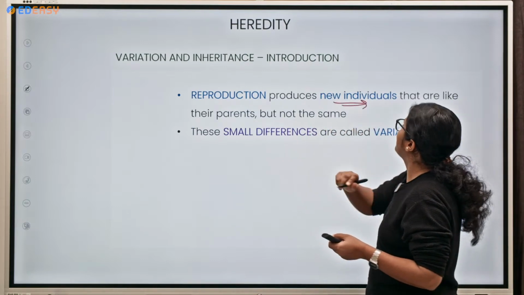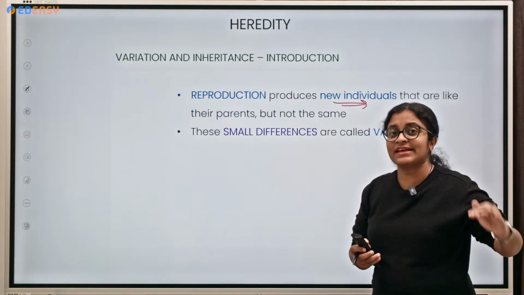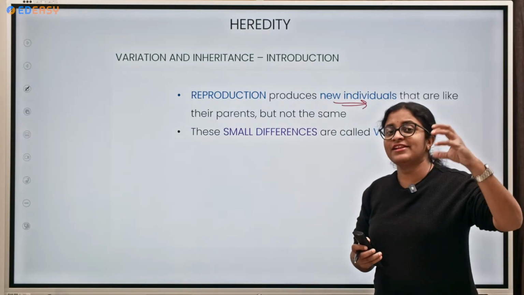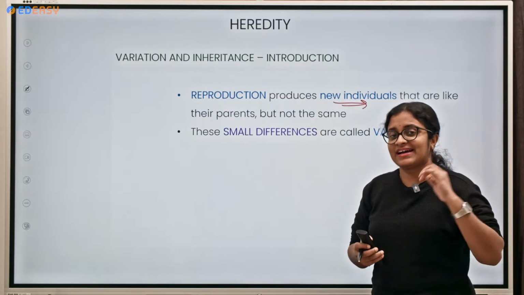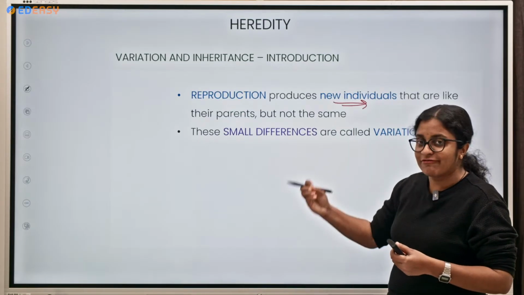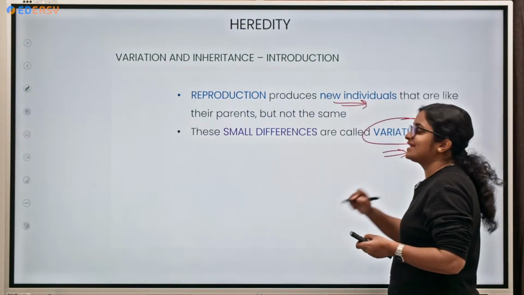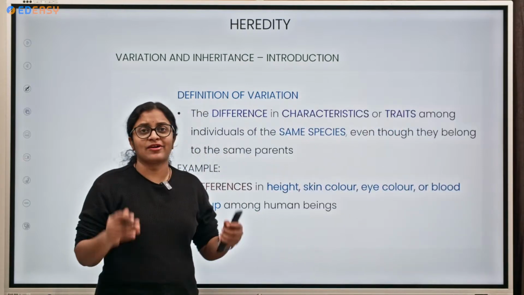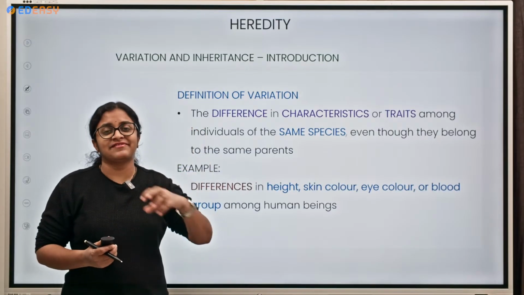It is producing the new individuals that are like their parents. Of course, human beings will be like human beings only, but not the same. The children will not be exactly having the same features, the same characteristics as that of a parent, right? There will be a difference. So there are small differences, and these small differences are nothing but the variations.